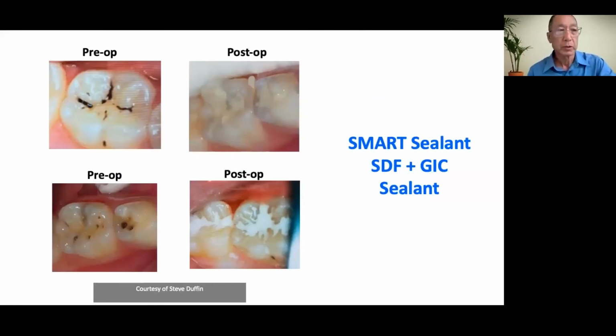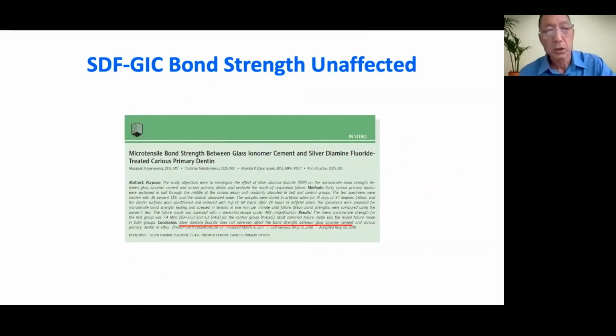Here are some pictures showing two-step smart, showing arrest of the pit and fissure lesion first, and then covering it up, with the picture on the top using high viscosity glass ionomer, and the picture on the bottom right showing low viscosity glass ionomer, showing that it will cover up the black. This is a study showing that the bond strength of glass ionomer is unaffected by silver diamine fluoride.